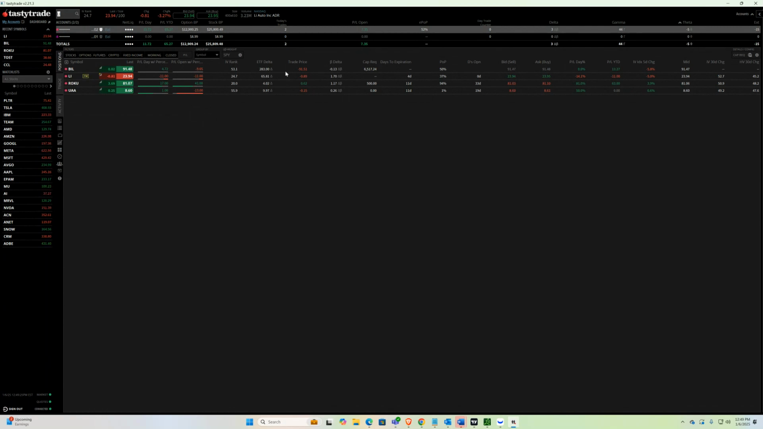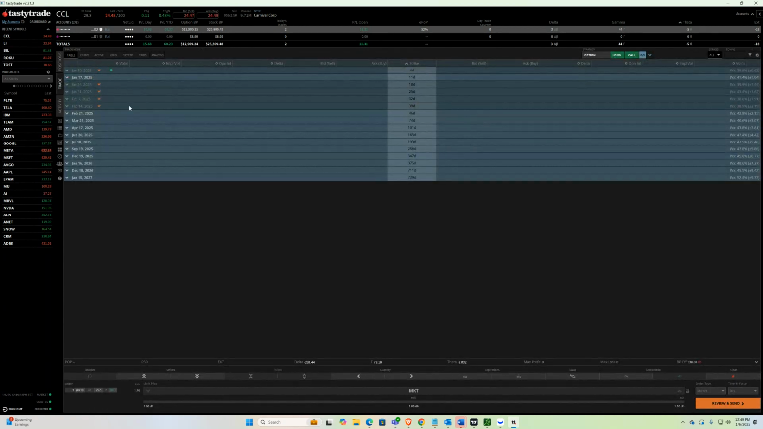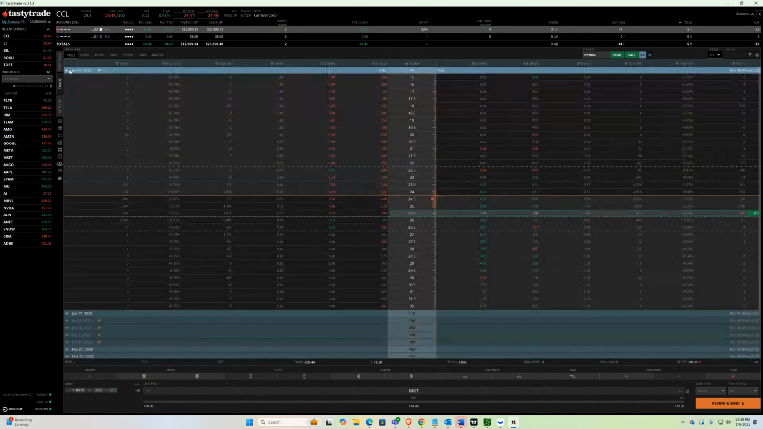So those are just some ideas here. So we'll set CCL here. That was the 25.5 strike. So we'll go back to our trade screen. And as you can see, you have all these expirations here. So you definitely can do longer term trades. This is simply an example of In the Money Trader this week.